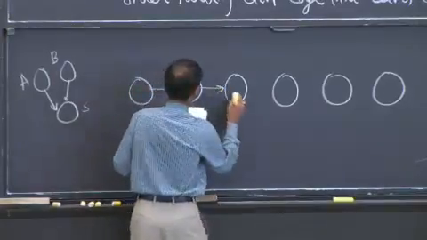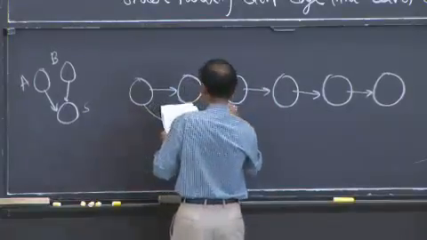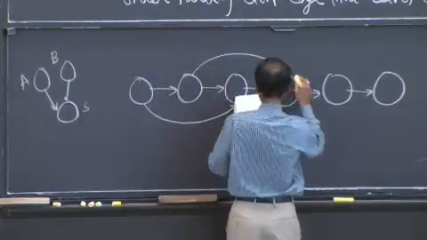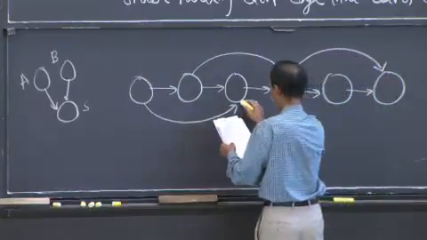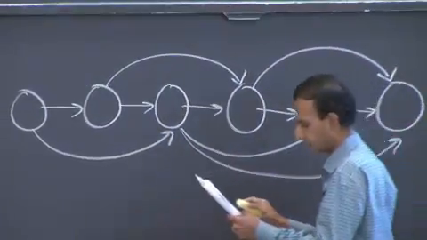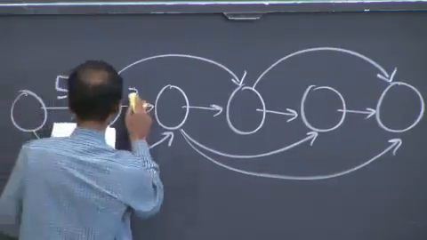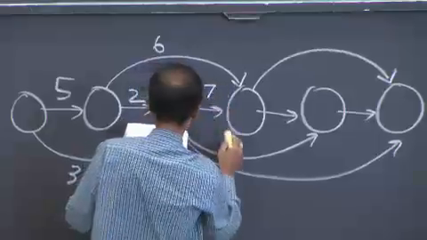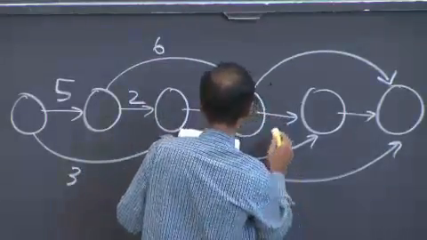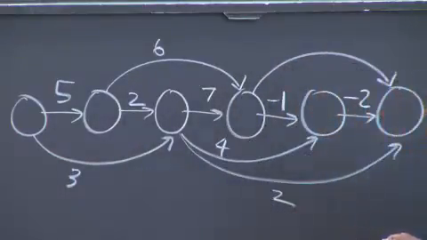I'm going to put edge weights down in a minute. All right, so that's my DAG. Let's see, 5, 3, 2, 6, 7, 4, 2, minus 1, minus 2. All right. So that's my DAG. And I've drawn it in topologically sorted form. And I go left to right.